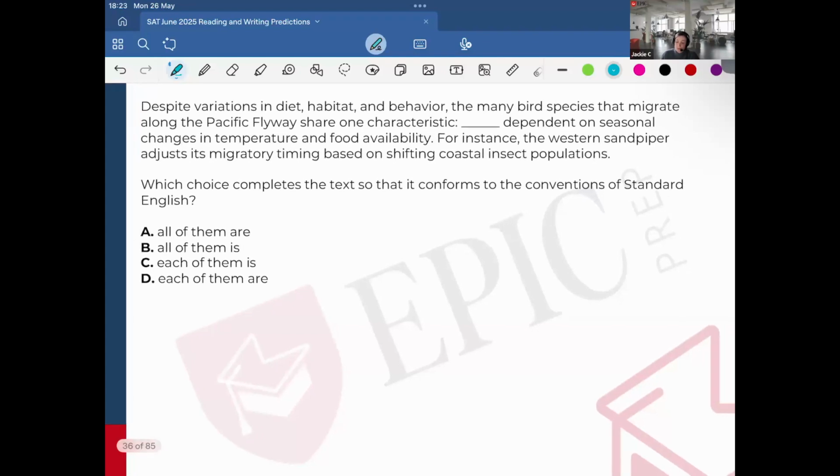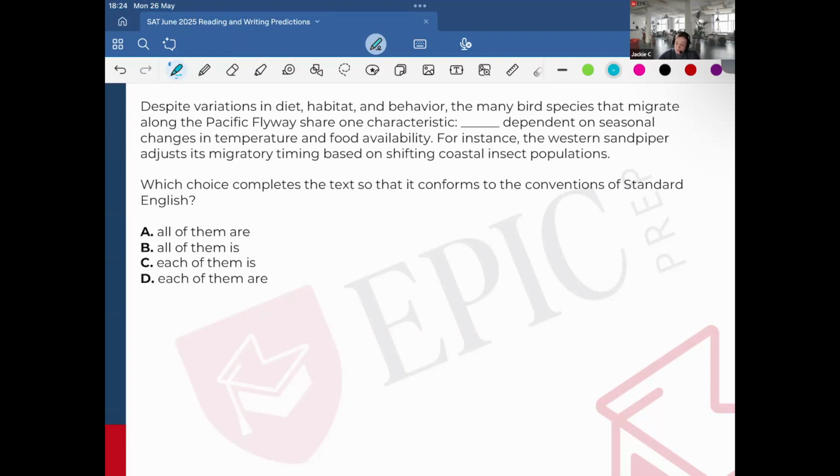Next up, this is a really good one because, well, let's go over it and I'll explain why. So this one: despite variations in diet, habitat, and behavior, the many bird species that migrate along the Pacific flyway share one characteristic, dependent on seasonal changes in temperature and food availability. For instance, the western sandpiper adjusts its migratory timing based on shifting coastal insect populations. And this says, which of the following completes the text so that it conforms to the conventions of standard English?